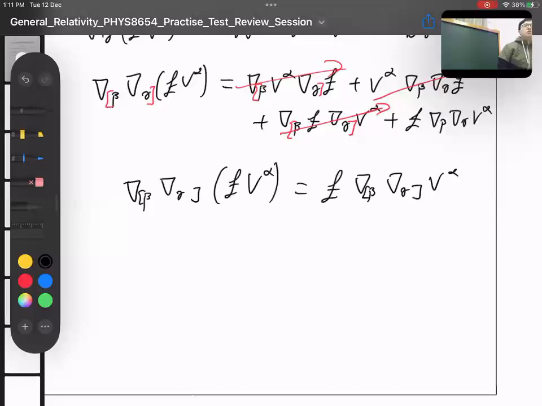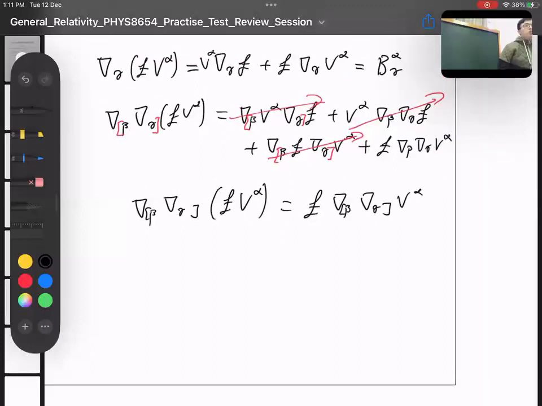Do you understand why this one cancels? This one becomes a partial derivative when it's only a function. So if it's partial, you can swap the index, and then you subtract them, right? So they're the same. You see these two terms are very similar. They're exactly the same. But if you take the commutator, these two are symmetric, so they cancel each other. Get it?